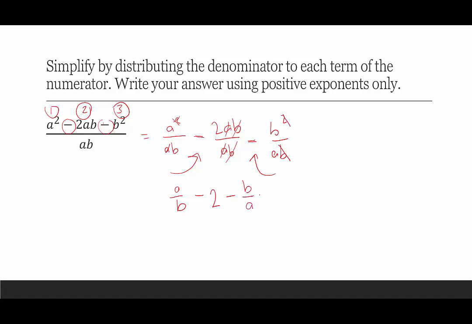leaving me with minus b over a. And I don't know what the rule of thumb is in terms of writing the final answer. I see some textbooks will put all of the terms that have any variables at all first, and then put anything without a variable last. Personally, I don't think it matters. It's not a big deal to me. I would just leave it like this. Don't create more work for yourself.